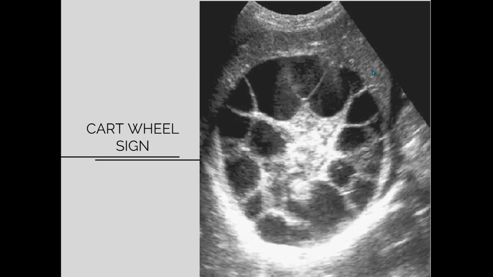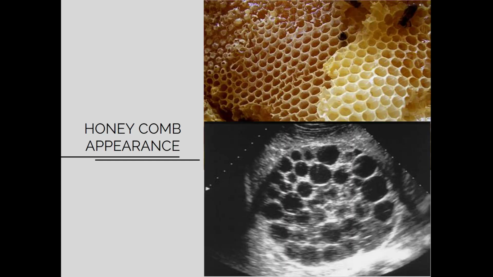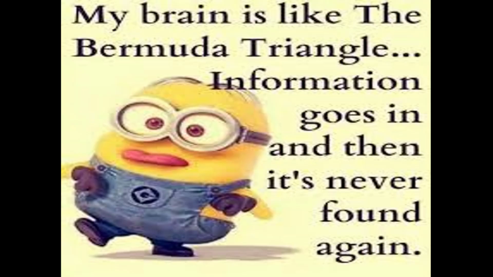This is the cartwheel sign, because along with the anechoic lesion you can see within it some hyperechoic septi. This is called the cartwheel sign. Or if the picture appears like this, then you can write down honeycomb appearance. So this is anechoic, you can see this is black, but along with that there are hyperechoic septi. So this is basically the honeycomb appearance.